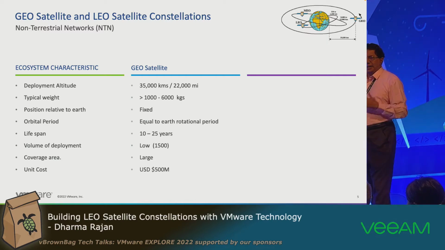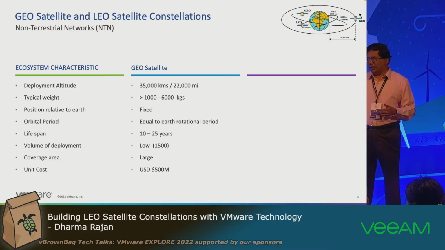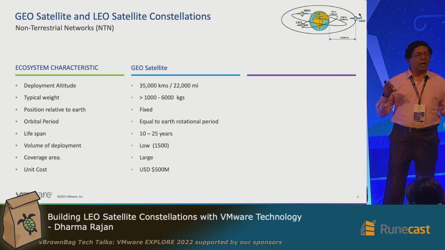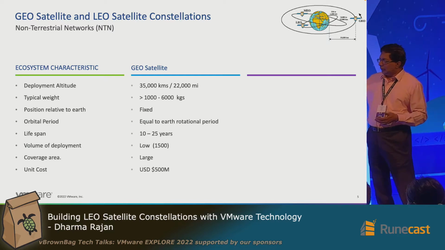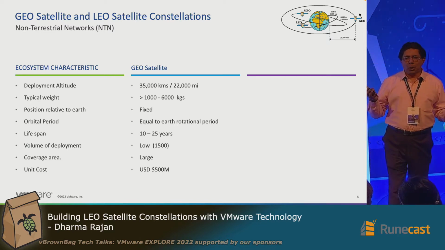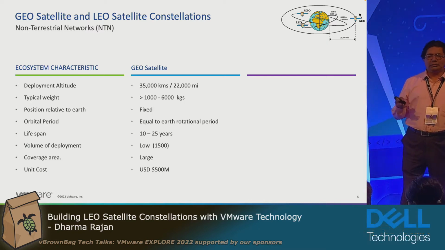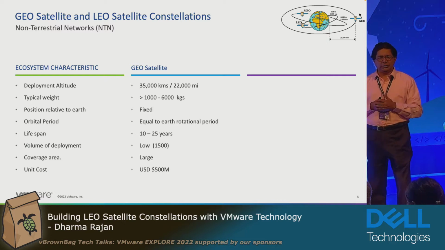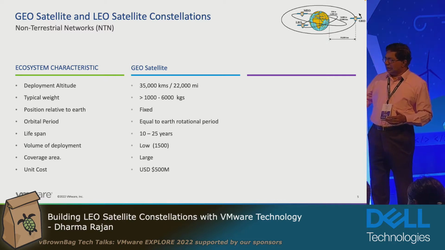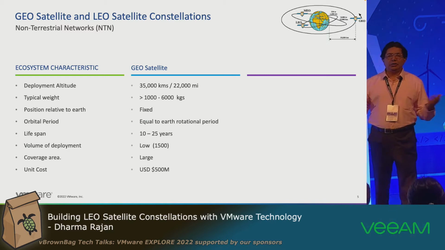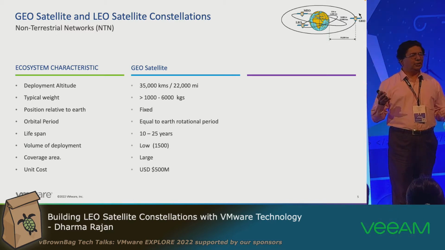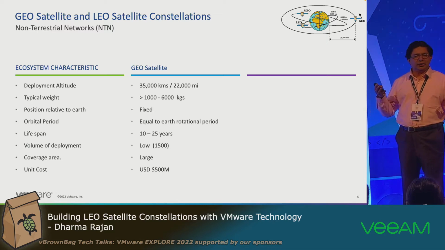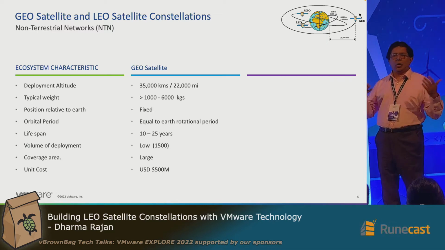And that way, they have equal rotation with respect to the Earth, and their lifespan is about 10 to 25 years, large lifespans. We have been deploying GEO satellites for the last couple of decades. There are about 1,500 satellites today in orbit on the GEO side. Now, the large coverage area and it costs quite high. That means they're pretty expensive to build and make because you have to do a lot of static testing, dynamic testing, vibration testing, all of this.